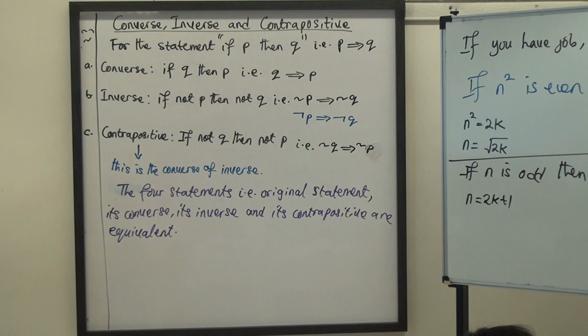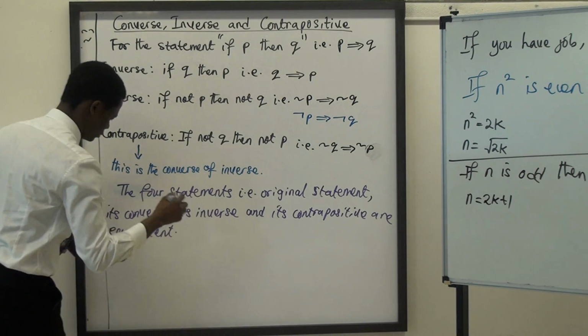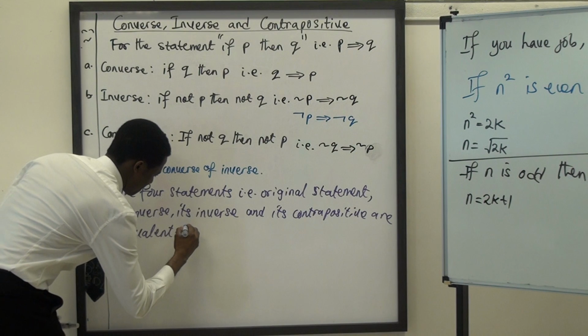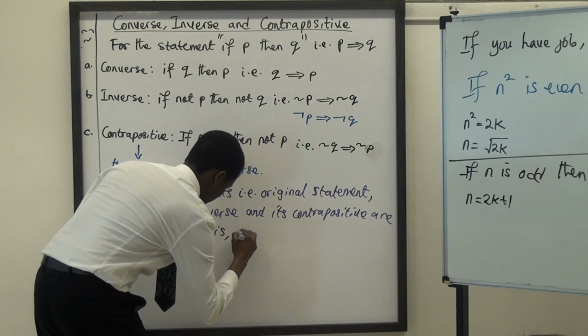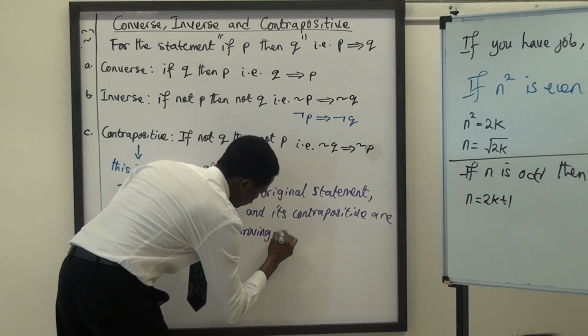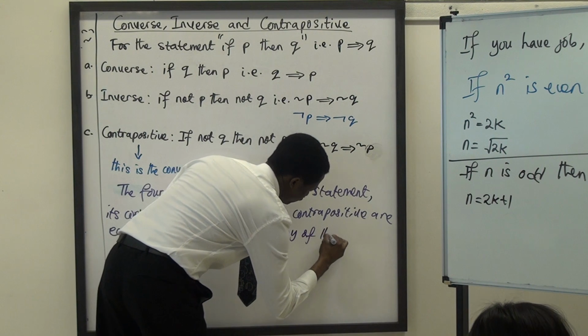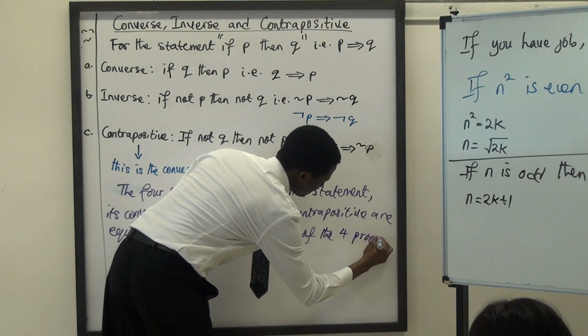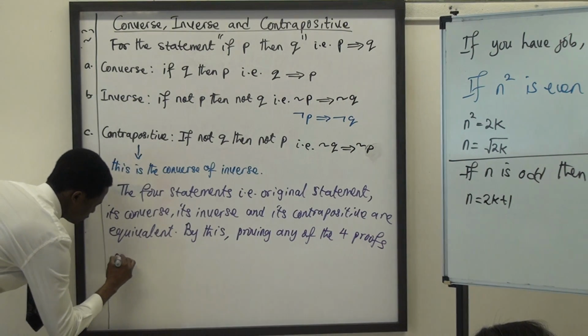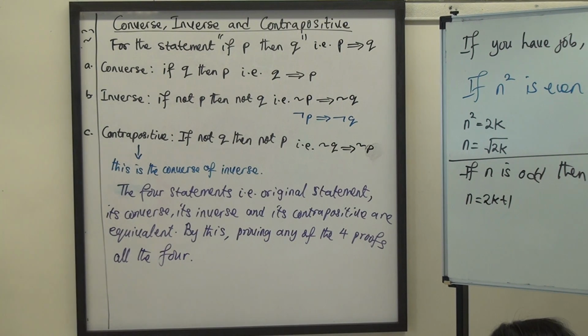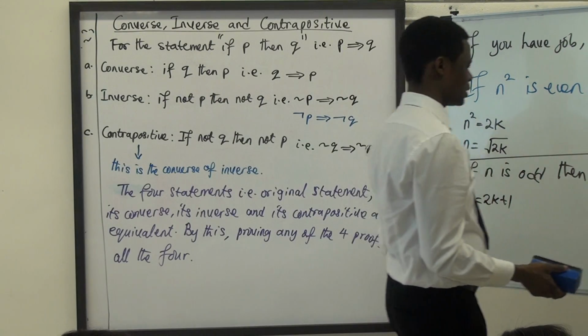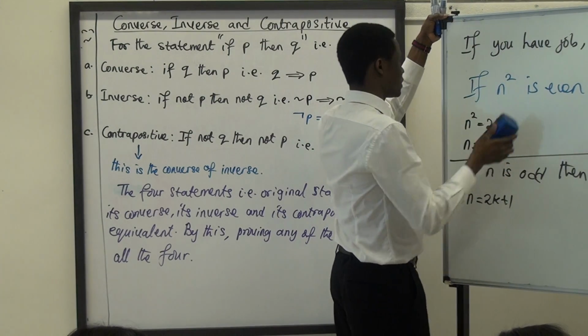Okay? By this, proving any of the 4 proves all the 4. Because proving any of the 4 is actually a proof of all of them. So that is the whole idea of proving by contrapositive.